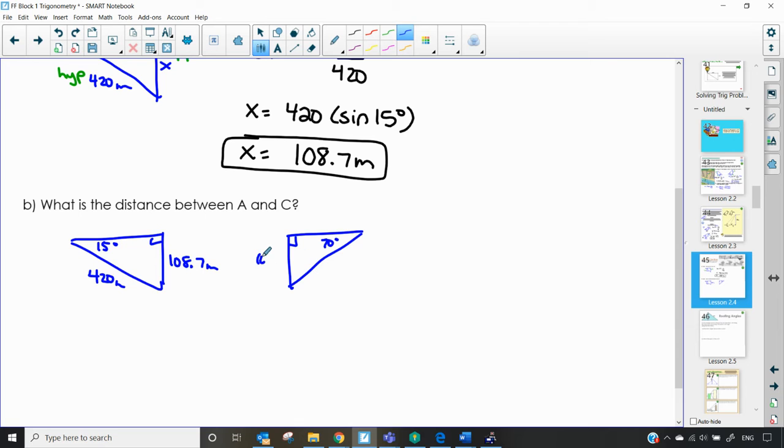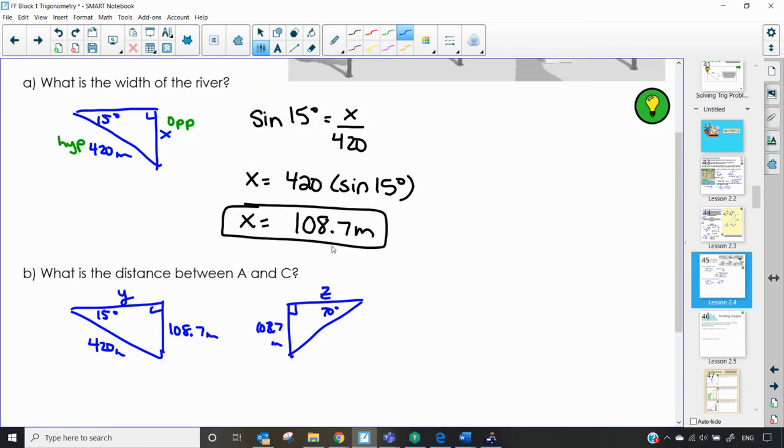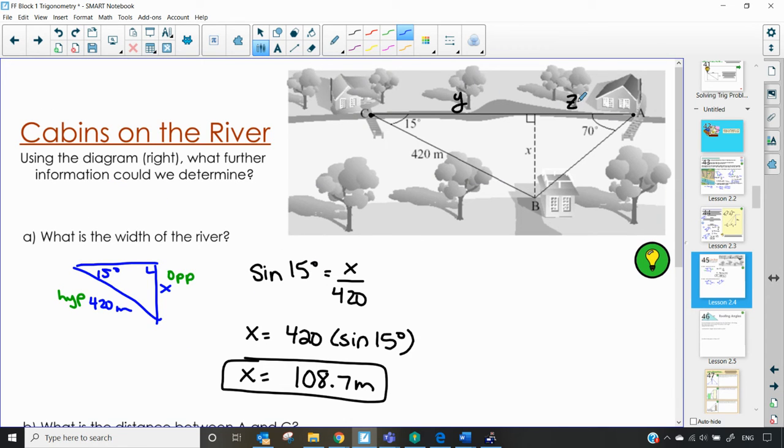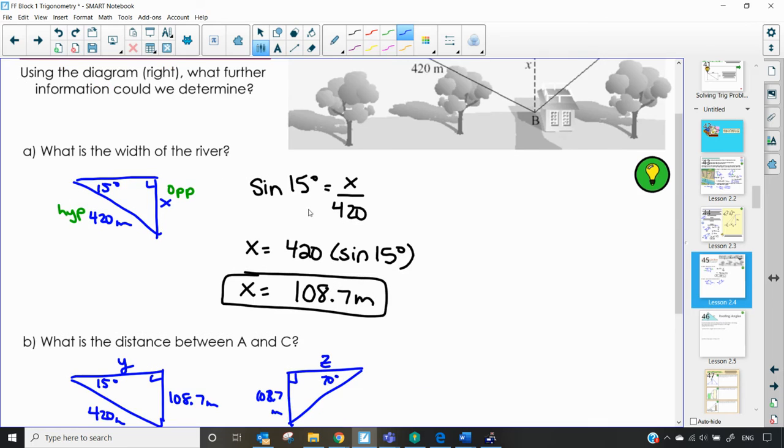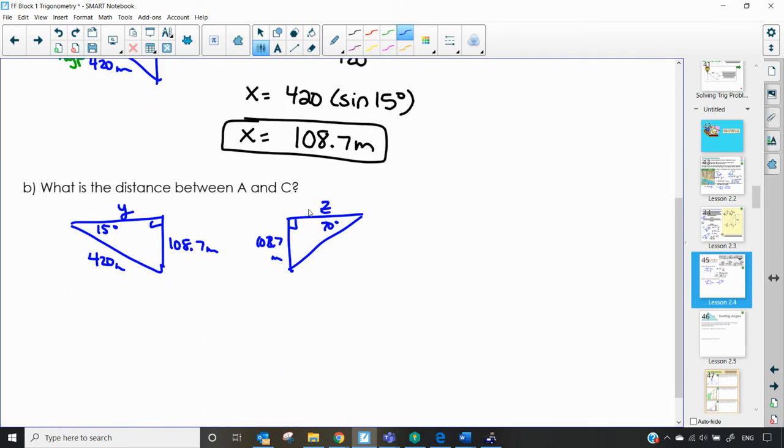We know that this side is 108.7, so notice that's the shared line. And for this triangle, we're looking for Y, and for this triangle, we're looking for Z. Now, if we want to know the distance between those two cabins, we're going to have to find the values Y and Z, and then we're going to add them together. All right, so again, as we're doing these two triangle problems, start with the question, look for what you know, and then work backwards to figure out what you need to do.